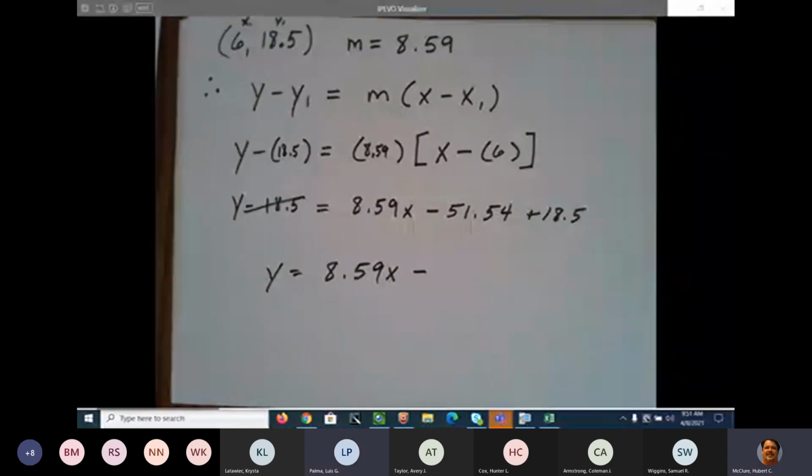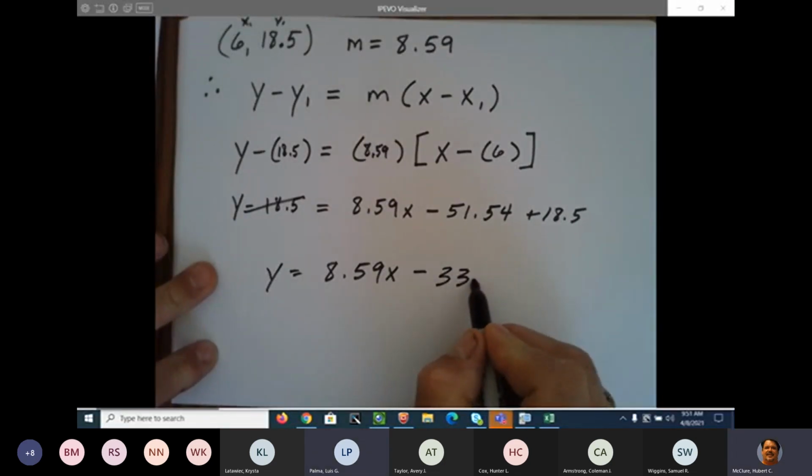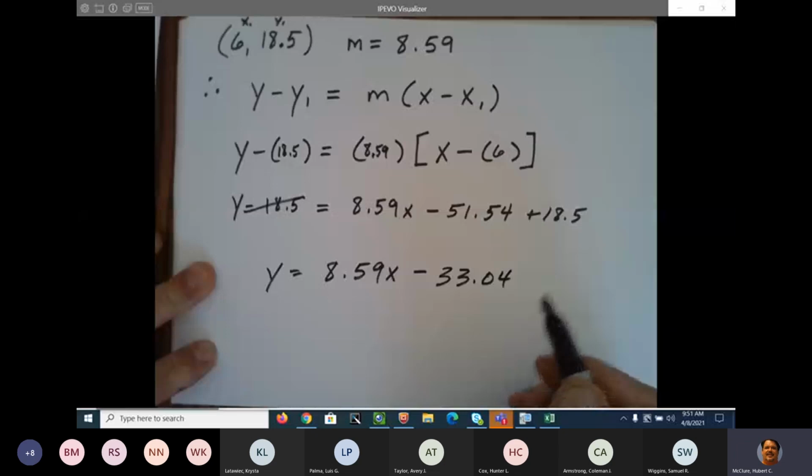I got negative 33.04. Can somebody else verify that? So I have two people.